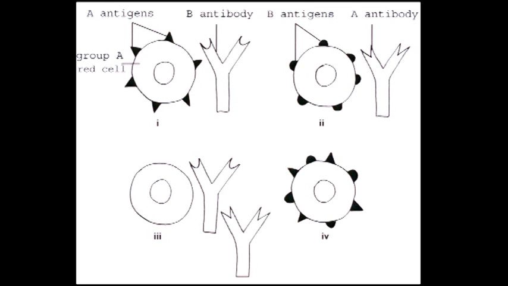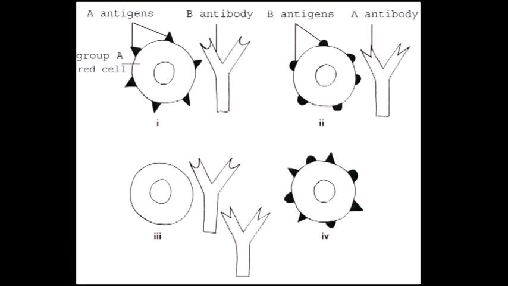So when we're thinking about permissible transfusions, we're always thinking about the antigens on the donated cell and the recipient's antibodies in their plasma. That's what we need to take into account. The antigens on the donated red cells and the antibodies in the recipient's plasma. That's the way to think about it.